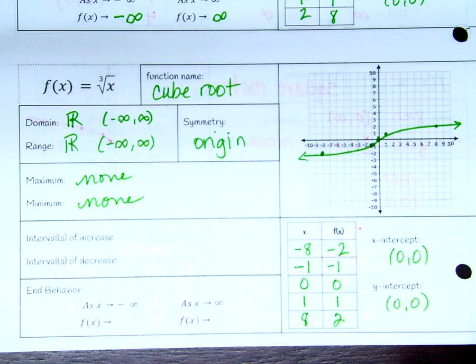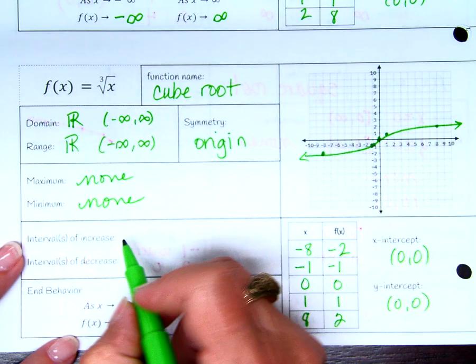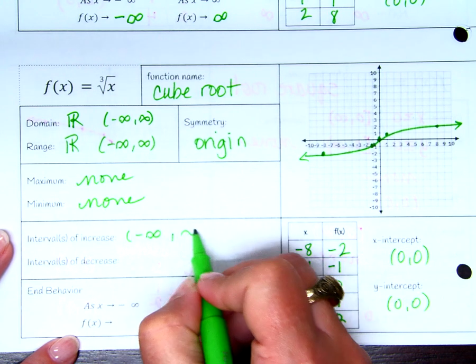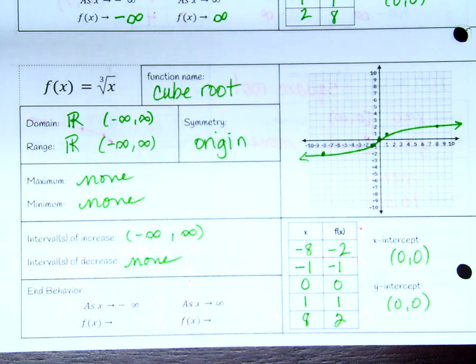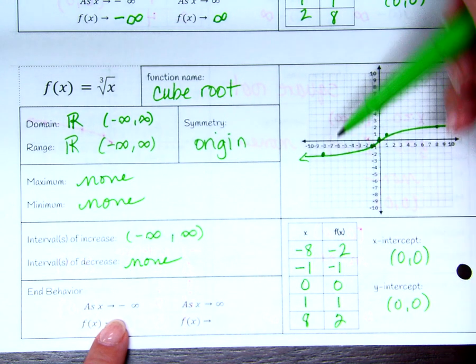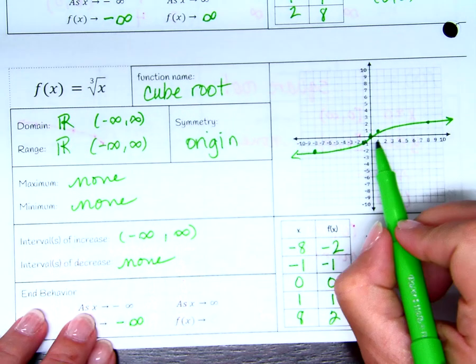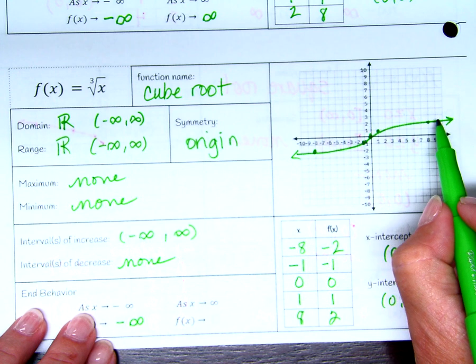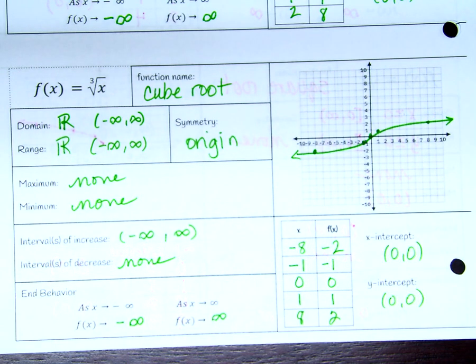Intervals of increase. As I move from left to right across the page, where is it increasing? Yeah, everywhere. So, -infinity to +infinity. If it's increasing everywhere, where is it decreasing? Nowhere, right? As we're talking about end behavior, as x's are moving to the left, what's happening to the y's? -infinity. Good. As x's are moving to the right, what's happening to the y's? It's going up, so positive infinity. Ooh, we're scooting right along, yes?